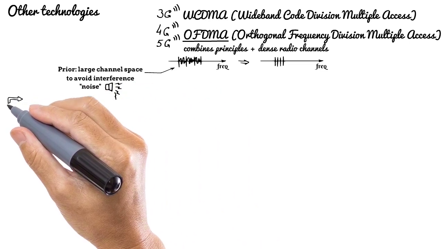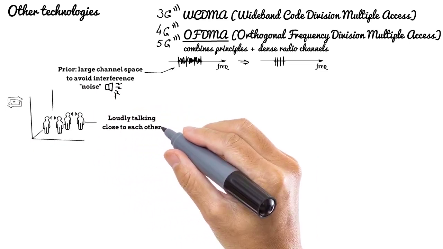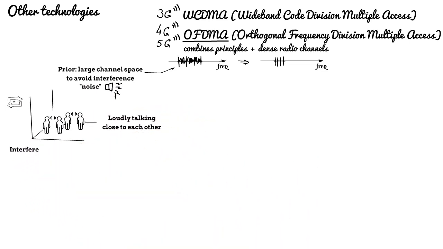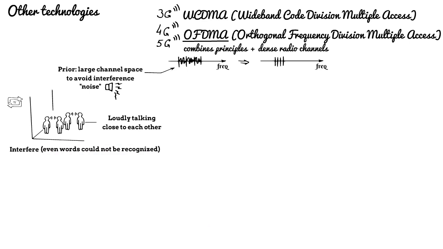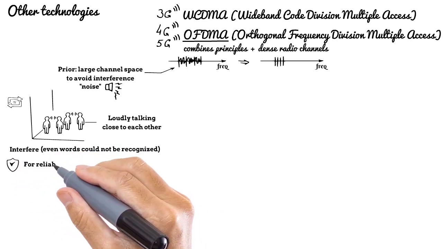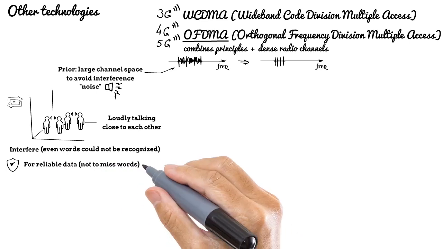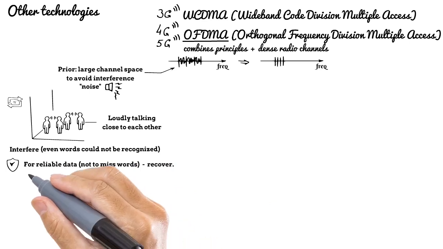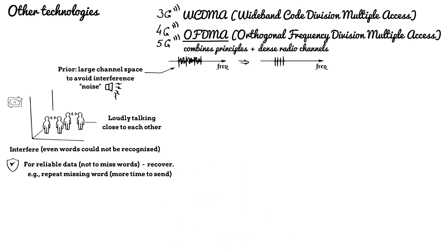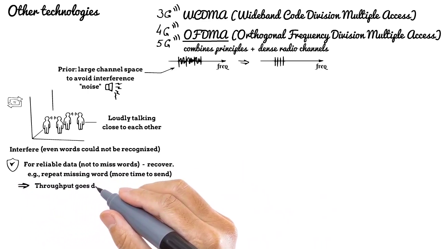Imagine that two pairs of people are loudly talking in the same room at the same time, very close to each other. One pair may interfere with the discussion of another pair. That means words of one pair could even not be recognized because another couple is so loud. From a reliable data throughput perspective, that means in order not to miss any single word, we need to somehow recover missing information. In the simple case, the missing word needs to be pronounced again.